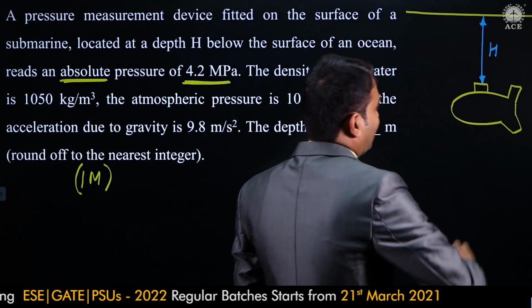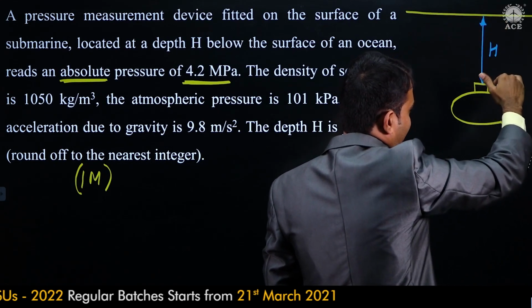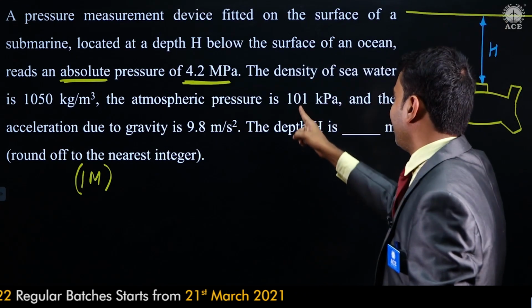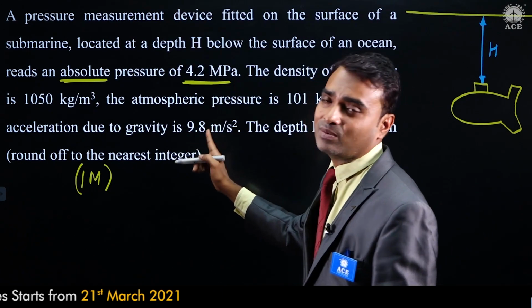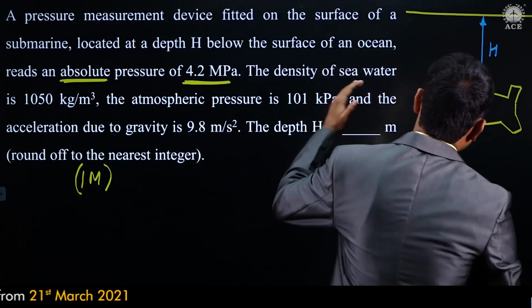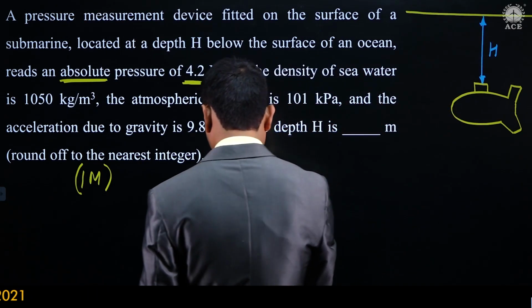What we have to find out is the depth of this device below the free surface. What else is given? It is given that atmospheric pressure is 101 kilopascal and acceleration due to gravity is 9.8. So by using the simple hydrostatic law, we can find the value of H.